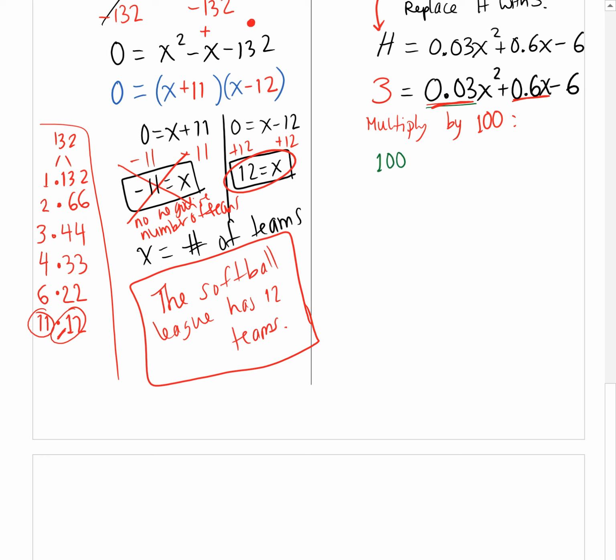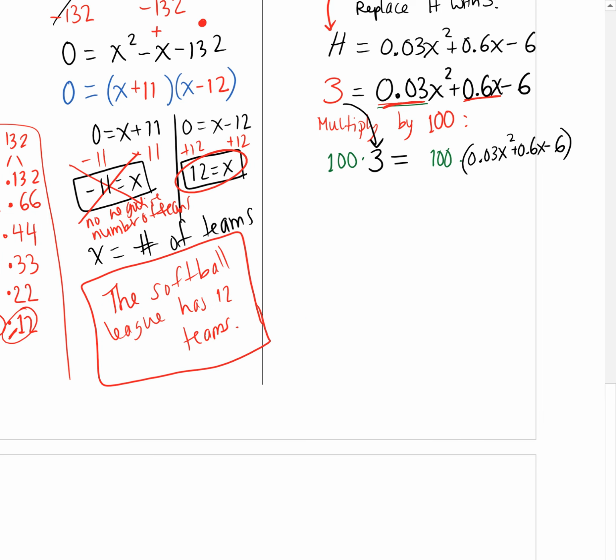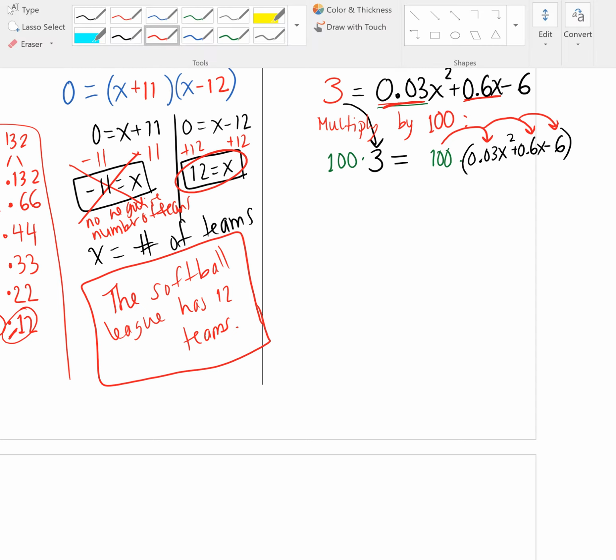100 times the left side, 100 times the right side. It'll make some of the numbers bigger, but I think it's worth it. So 100 times the 3 on the left side, and 100 times the entire equation on the right side, 0.03x squared plus 0.6x minus 6. Then of course on the right you're having to distribute this 100: 100 times the first term, 100 times the second term, and 100 times the third term. On the left I think I can handle that.